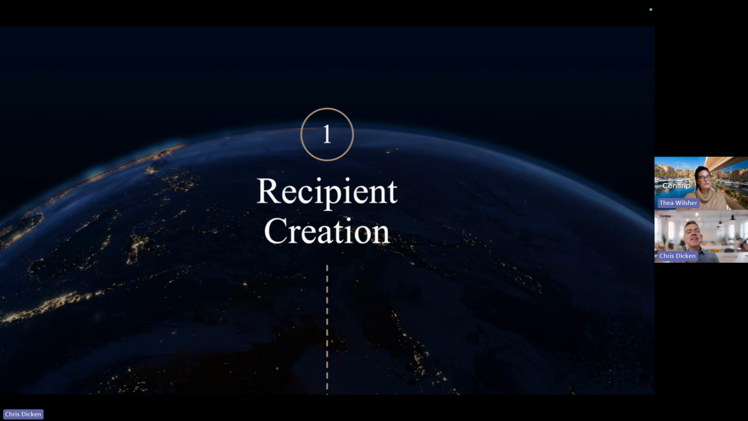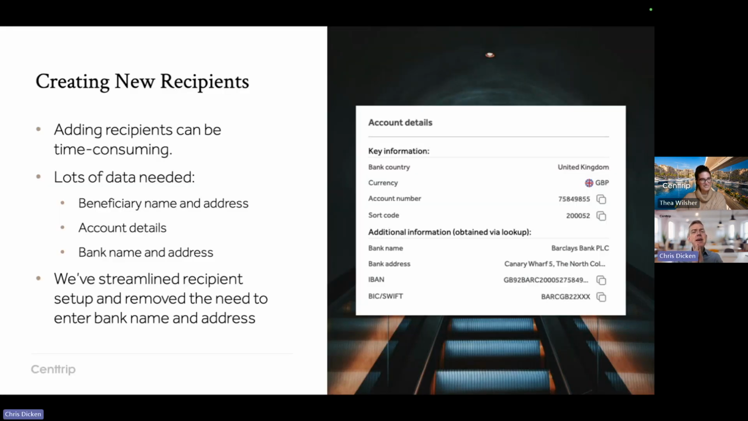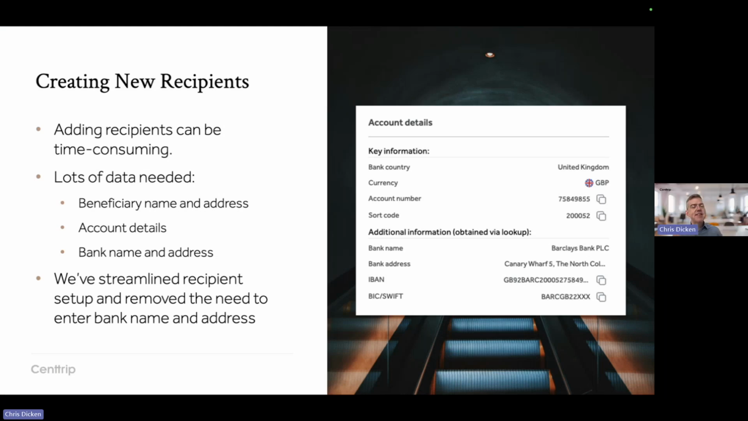Let's talk about recipient creation. Adding beneficiaries into the Centtrip Global platform has historically been quite time consuming, because you need quite a lot of information. You need the name and address of the beneficiary, the account details, and the name and address of the bank. And because we're not a bank, the way we work is slightly different, which means our compliance requirements are a lot stronger. So we do need quite a lot of information about recipients in order to be able to pay them.